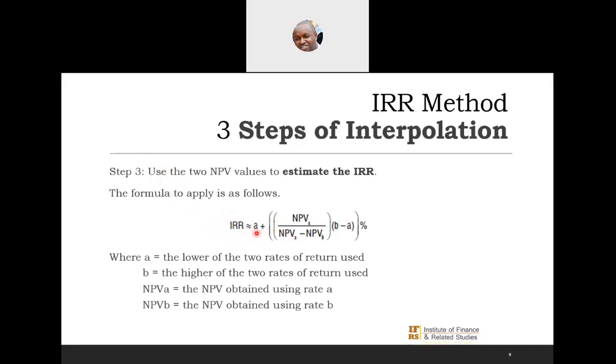As we say, IRR is approximated as A plus NPV of A divided by NPV of A minus NPV of B, times B minus A, and we express that as a percentage. In this case, A is the lower of the two rates used, B is the higher rate used. NPV-A is the NPV obtained using the lower rate, whereas NPV-B is the NPV obtained using the higher rate.